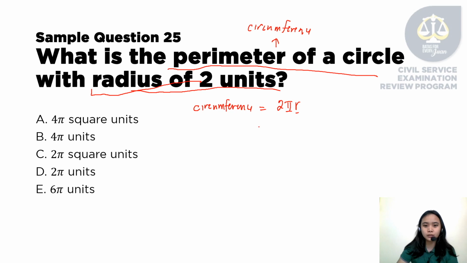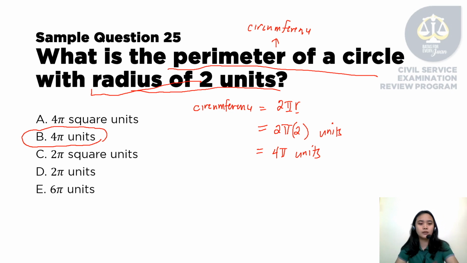So, obviously, yung circumference natin ay equal sa 2 times pi times radius natin na 2 units. So, solving, 2 times 2 ay 4 times pi, that is 4 pi units. So, dito sa choices natin, meron tayong A, 4 pi square units, B is 4 pi units, C, 2 pi square units, D, 2 pi units, and E, 6 pi units. And obviously, yung sagot natin ngayon ay letter B, which is equal to 4 pi units. Yun nga yung na-solve natin.